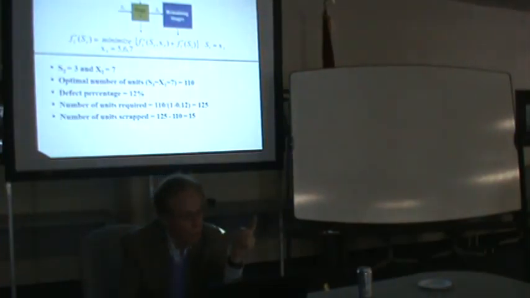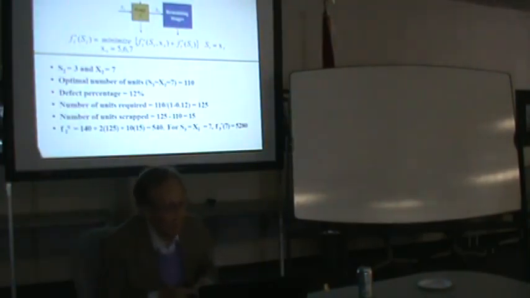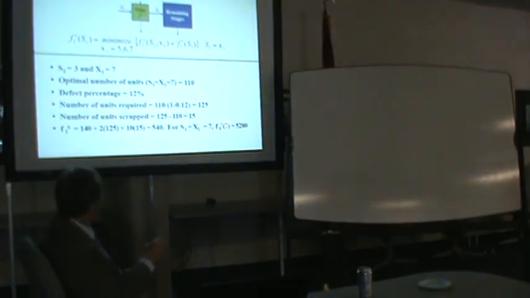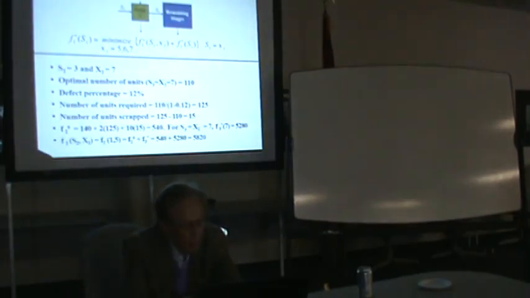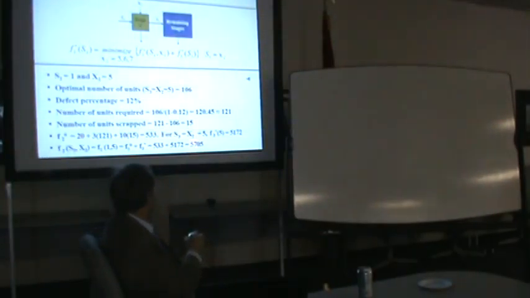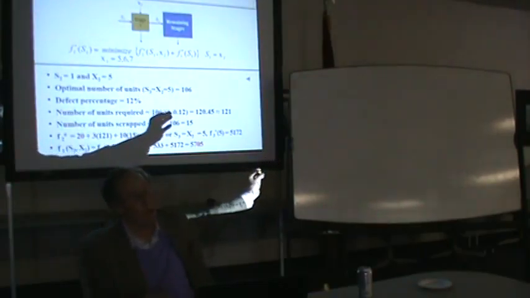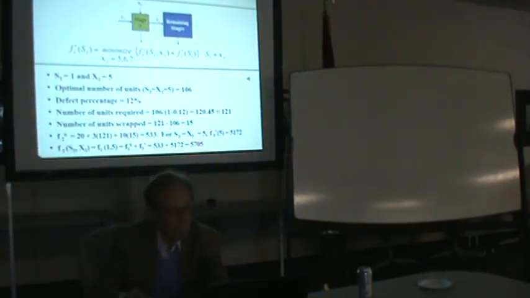This is another combination, S2 equals 3 and X2 equals 7. And then, in that case, this F3 star of 7 is 5,280. So we need to add 540 to 5,280 for that combination. And you get 5,820. So here I calculated 5,820, and here I calculated 5,705. The first one is in red, the second one is in blue. So this calculation is exactly the same as the previous one, same procedure.